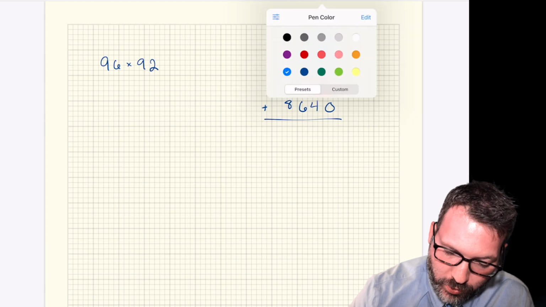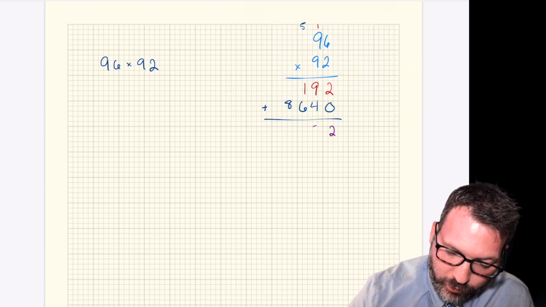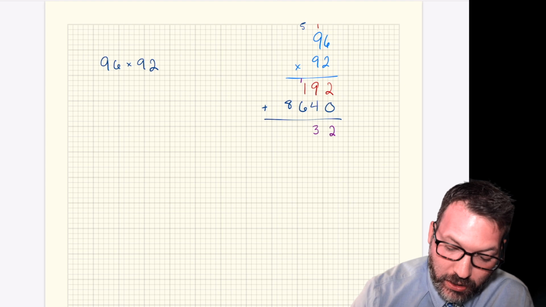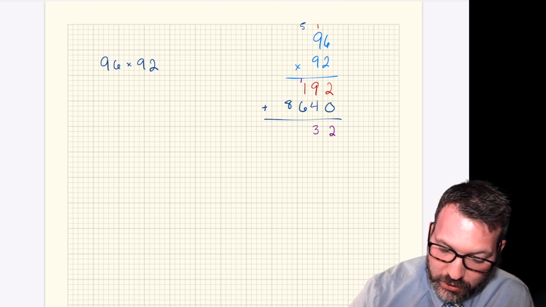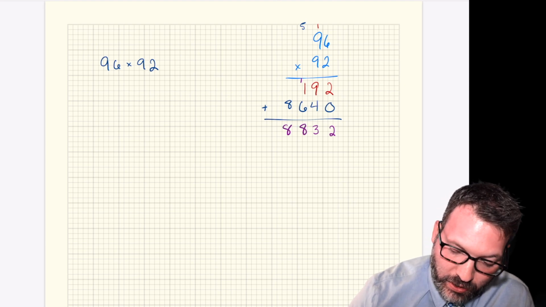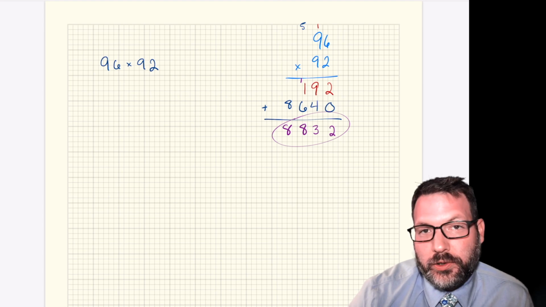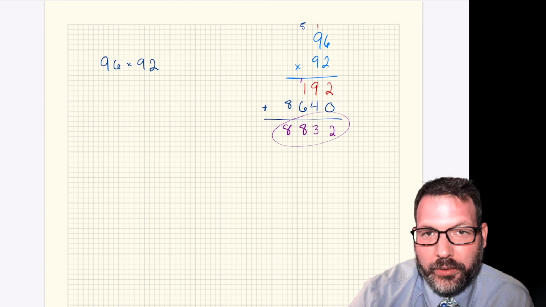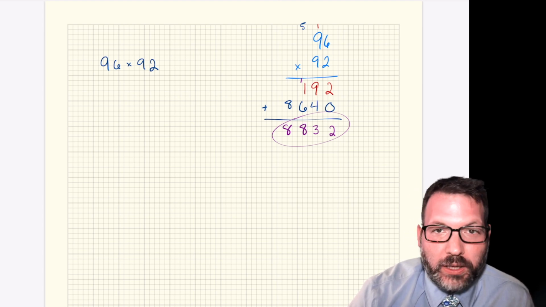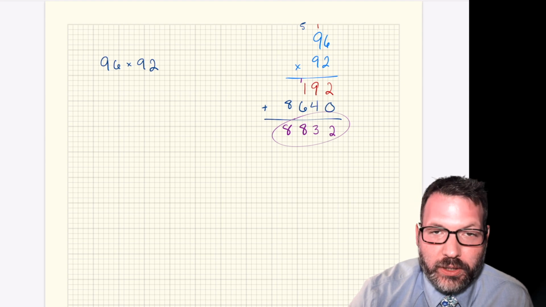0 and 2, of course, make 2. 9 and 4 make 13, giving us yet another carry. 1, 1, and 6 gives us 8. We bring down the 8, and we get 8,832. So again, the stacking algorithm there, not super fun. Lots of carrying, lots of opportunities for mistakes.